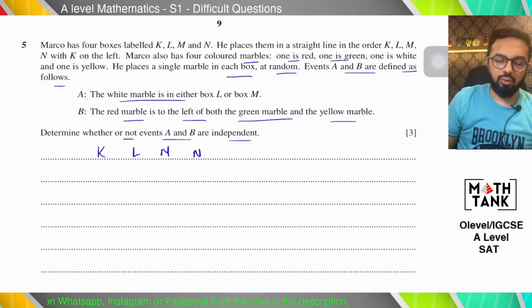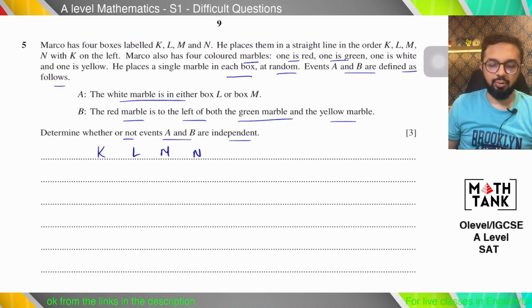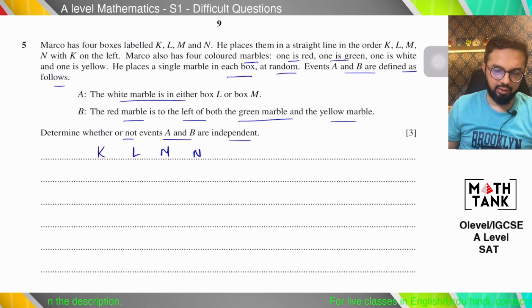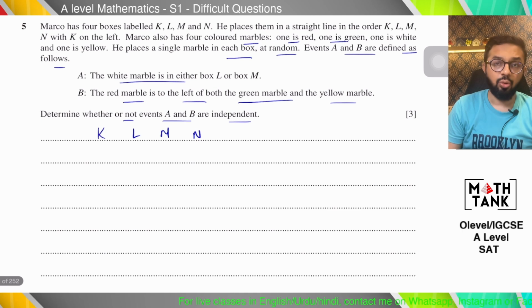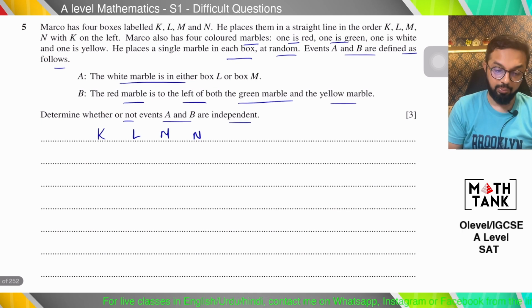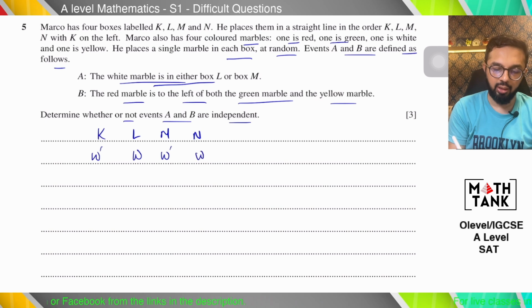Now, since this is a question on independent events, I should know where the intersection also happens. So let's think about it first and then try to do it. This is just a 3-mark question, so it's not a long solution, but it is supposed to be thought. The white marble is either in box L or box M. So the white marble could either be here, and all of the others could be not white, and it could be here, and the others could be not white.